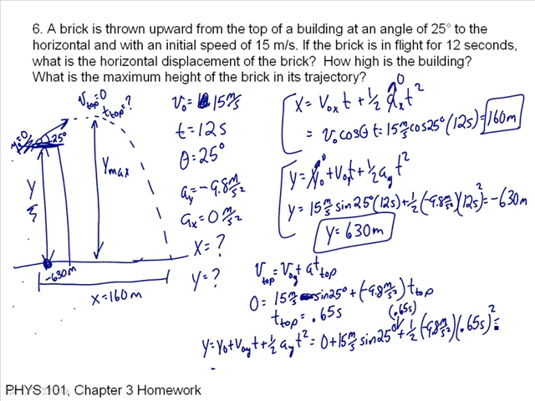If I put in those numbers, I find a y value of 2.05 meters, or 2.1 meters. That means that the distance from here to the top of the building is 2.1 meters. So the actual y max is equal to 630, which is the height of the building, plus 2.1, which I'll just list as 632 meters.